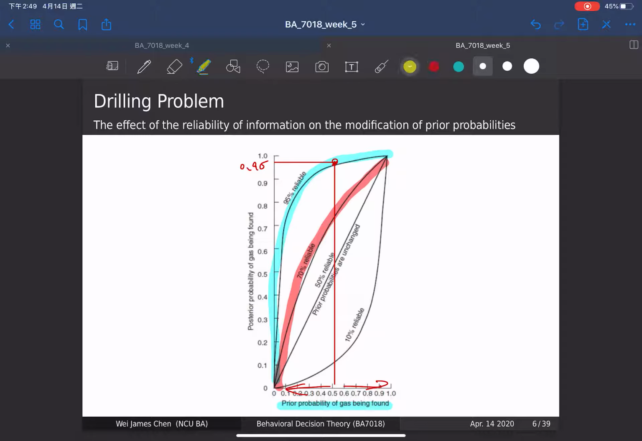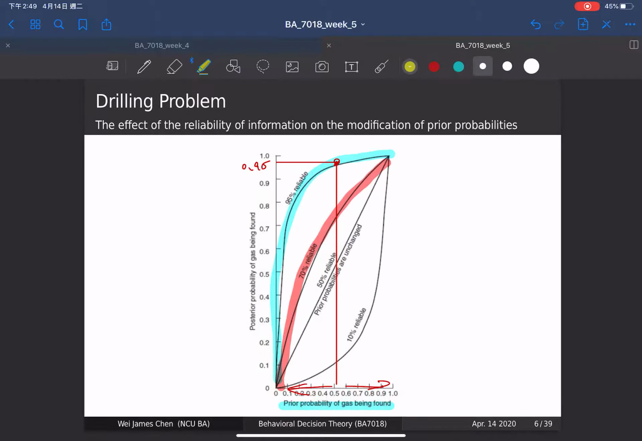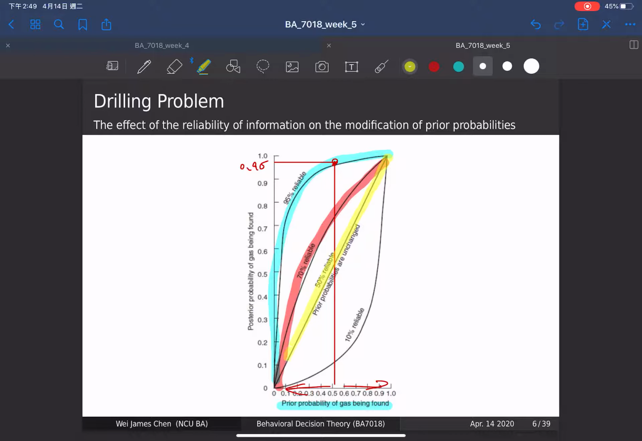And actually the worst case, you don't even need to do any calculation. The 50% reliability test must be a straight line. A straight line means what? A straight line means your prior equals your posterior, and the slope is 1, by the way. It's not just a straight line, the slope is 1. That means your prior is always equal to your posterior. That means what? The new information doesn't change your prior. That means it's not helping you at all.